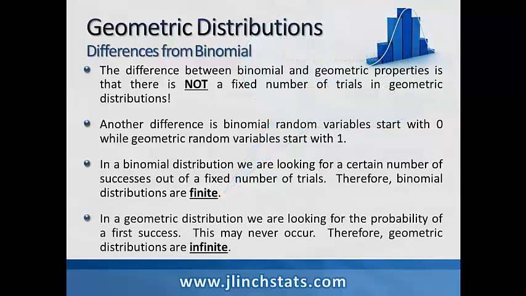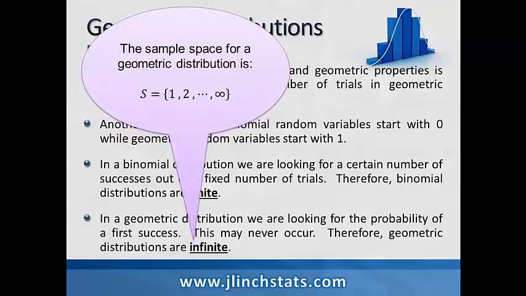However, in a geometric distribution, we are looking for the probability of a first success. This may never occur. Therefore, geometric distributions are infinite. We may never achieve a first success. So in a geometric distribution, the sample space is given by s equals 1, 2, 3, so forth and so on, possibly all the way up to infinity if we never do achieve a success. And recall that in a geometric distribution, we're looking at the trial in which we receive the first success.